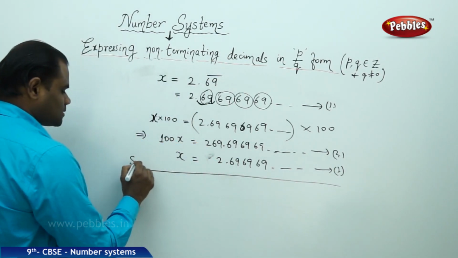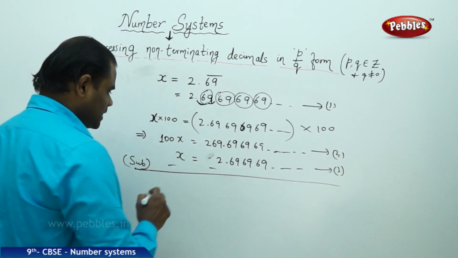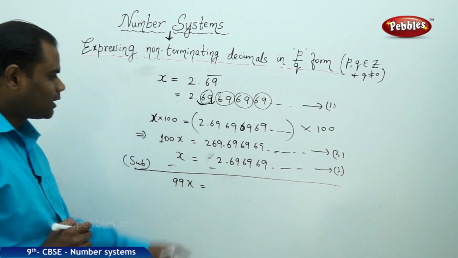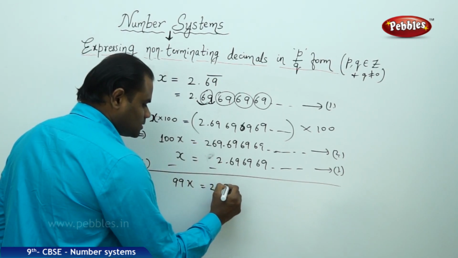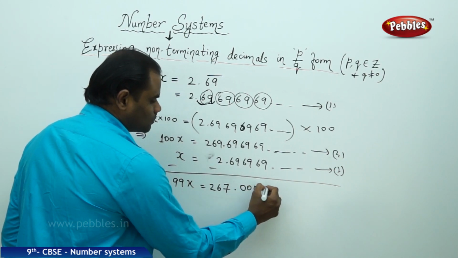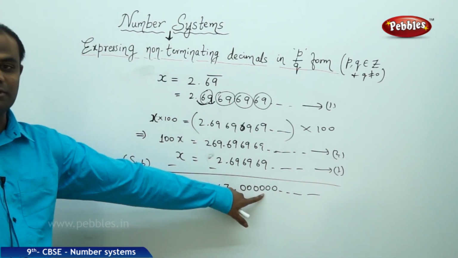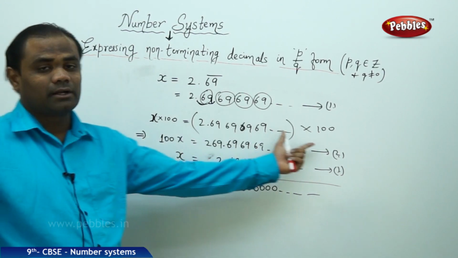So after this, my next step is to subtract, so that 100x minus x is 99x, and 269.69 minus 2.69 is 267.00000, and so on and so forth. This is how the repeating part vanishes in the decimal part when we subtract after multiplying by 100 on both sides.